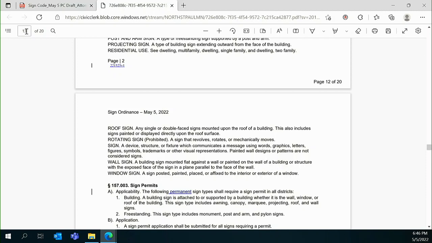That's 157.003, first section? Yeah. Okay, so that should be A. And it's really A1. You know, A is fine, it just doesn't need the 1 or the 2, I think. I agree. I think it is just a restatement. Maybe we restate it, we eliminate 1 and 2, and then we say applicability, all permanent building and freestanding signs.